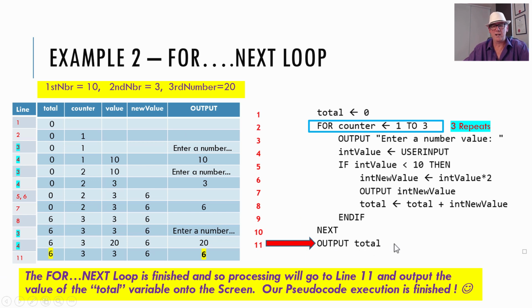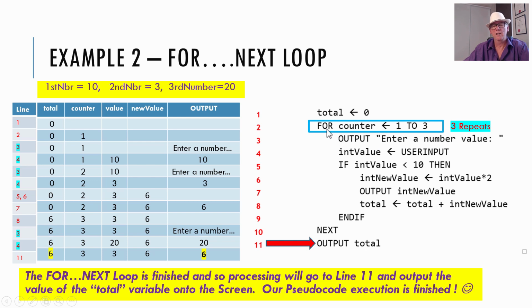So it's not actually going to write any sentences about it. It's just going to look at what is in the memory for total. So in the total column, right down the bottom here, we've got a 6. So it's just going to put a 6 on the screen. You'll just see a 6 come out on the screen. And that's it finished.